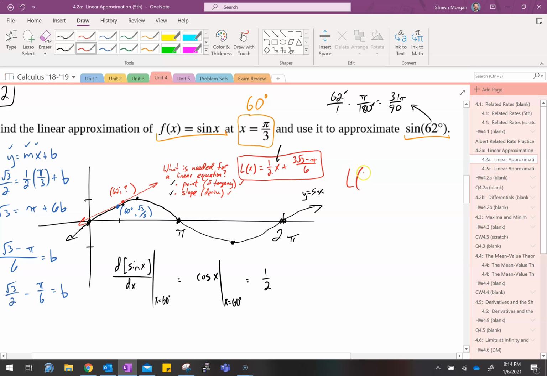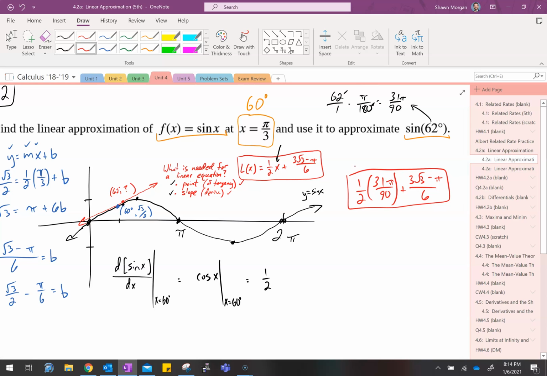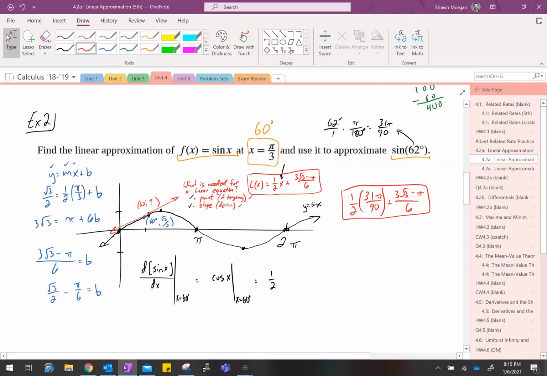So in looking for this linear approximation at 62 degrees, I really don't want to write 62 degrees, so let's skip that part. We're just going to say our approximation is going to be 1/2 times 31 pi over 90 plus 3 radical 3 minus pi over 6. And that will be my approximation. That's pretty ugly, I know. We've talked in the first semester about the need to be comfortable with ugly answers. Okay, so hopefully that doesn't throw you for a loop too badly.